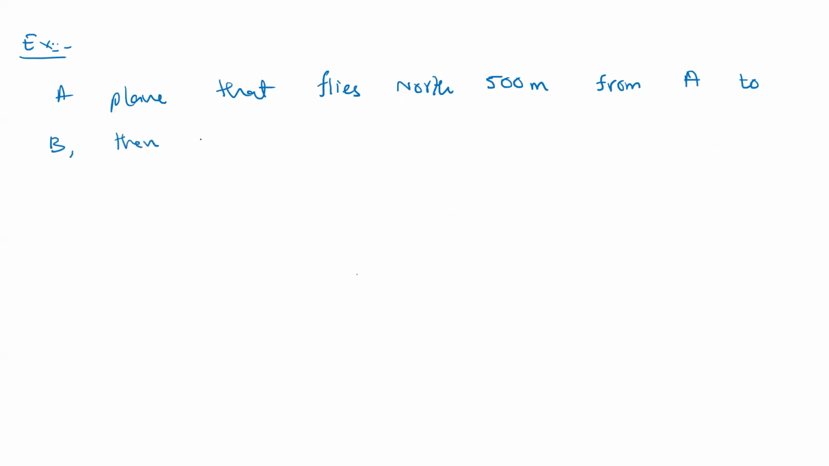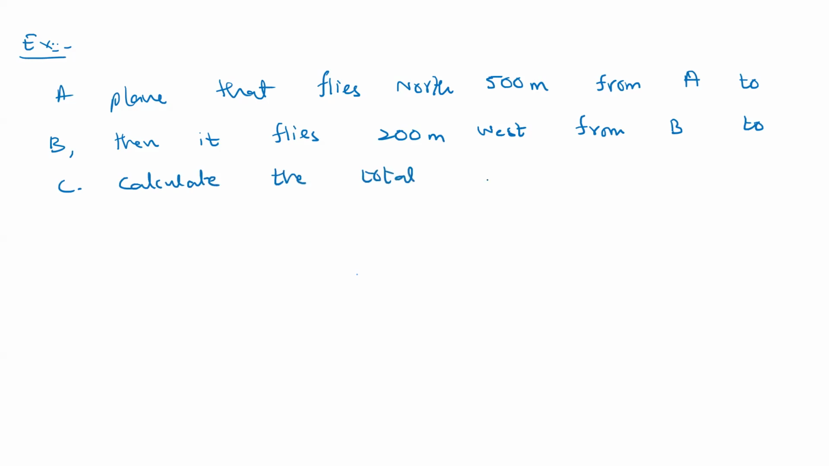So if we have, let's say, a plane that flies north 500 meters from city A to city B, then it flies 200 meters west from city B to C. So calculate the total, Part A, distance traveled by it, and B, displacement. So give it a read and suggest to me how do I go about it.